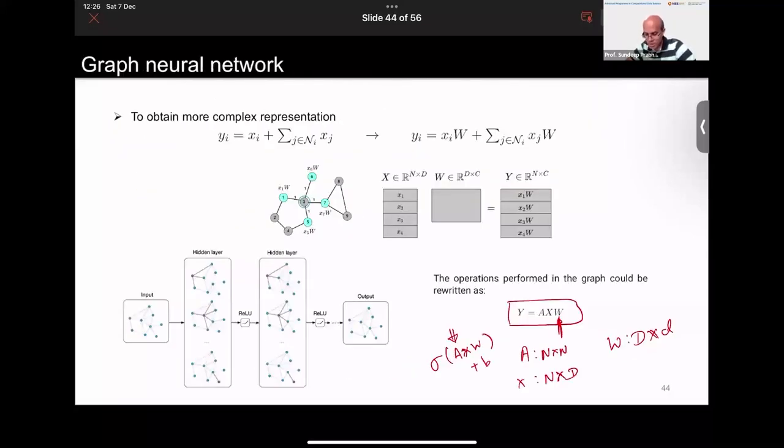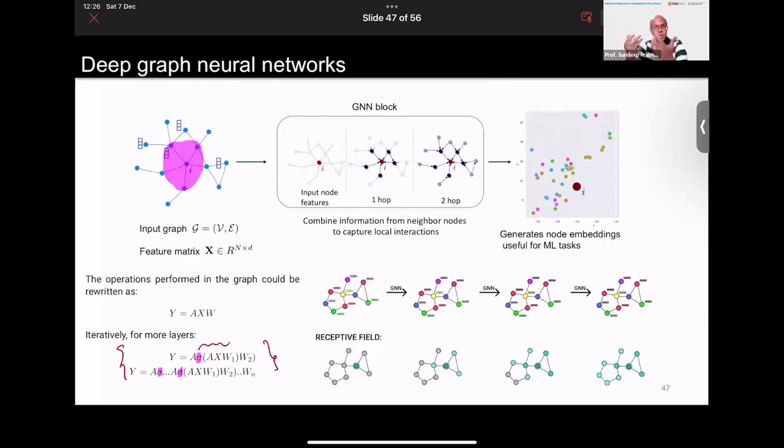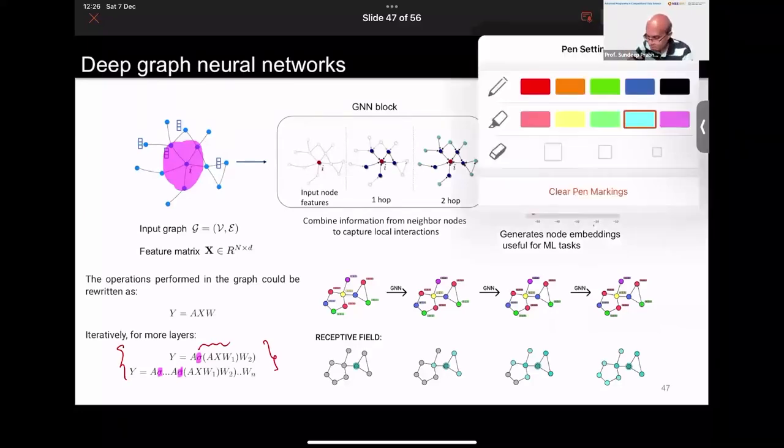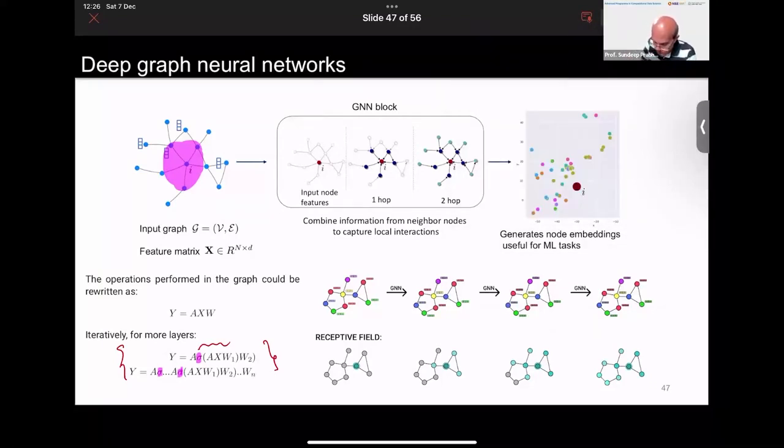Okay, so that is what is also going on in graph neural networks. As you see here, in the first layer, you are getting information from one hop, and in the second layer, you're getting information from two hops. So you're going deeper and deeper with more layers. So you have input features, and you get information from the first hop neighborhood.